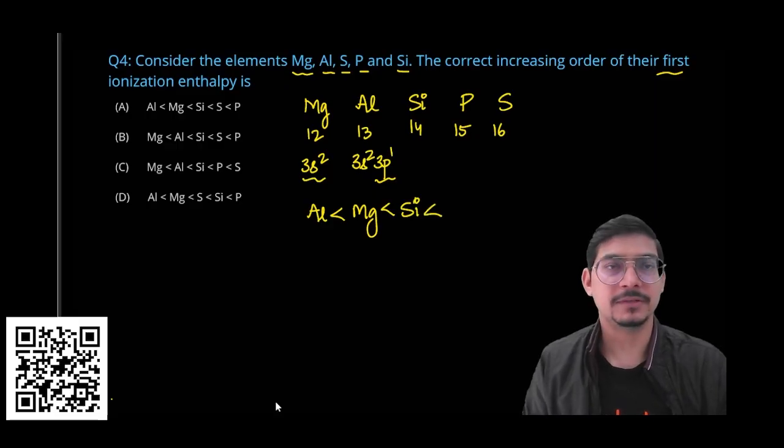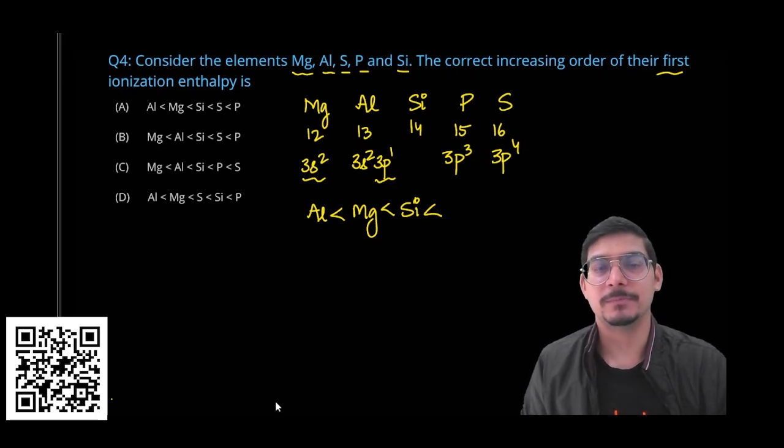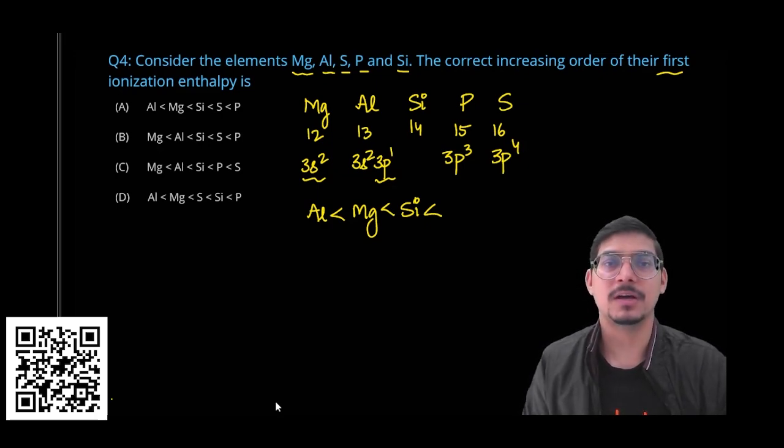But then again, between phosphorus and sulfur, there is an exception, because in the valence shell configuration of phosphorus, we have 3 electrons, as in 3p3, and in sulfur, we have the configuration 3p4. Now we know that the p subshell can accommodate a maximum of 6 electrons, which means that p3 is half filled, and half filled subshells are extra stable because of their symmetry and exchange energy, which means that the first ionization enthalpy of phosphorus should be higher than that of sulfur. That is, sulfur would have lower ionization enthalpy compared to phosphorus.